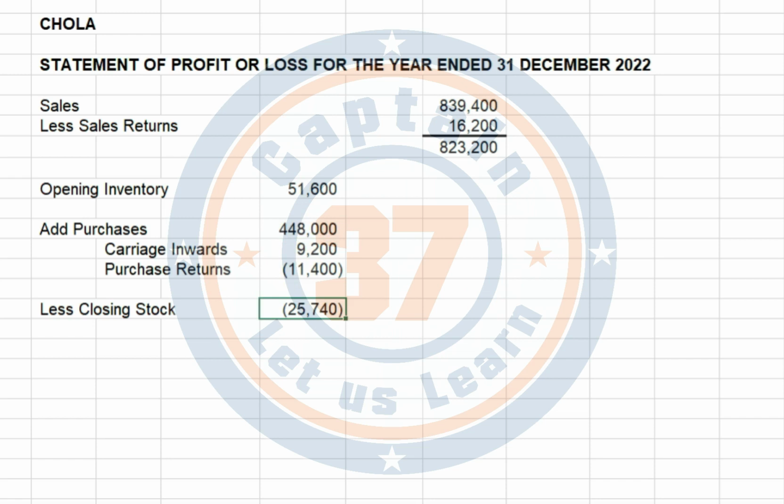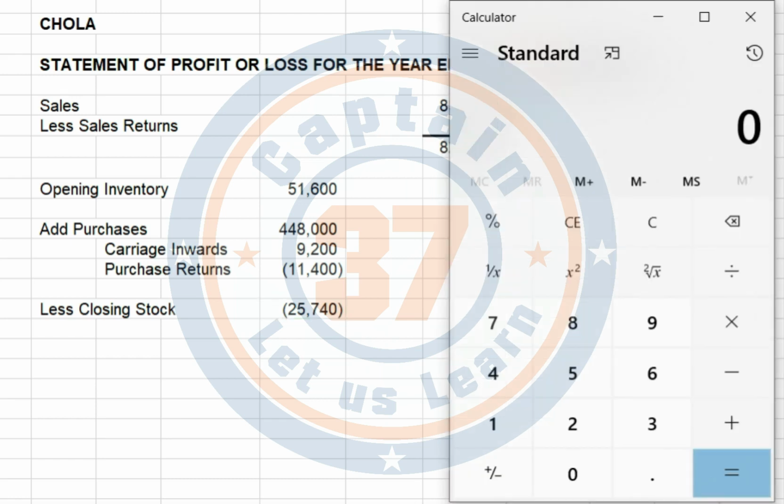Look, I am using Excel, and so I would easily prepare a formula to show you how it's done. But because you don't have such kind of luxury on the exam, you will use a normal calculator, so let's calculate it here. 51,600 plus 448,000 plus 92,000 minus 11,400 minus 25,740. This gives us 471,660.